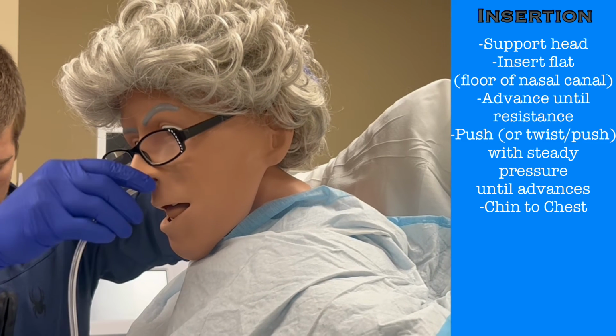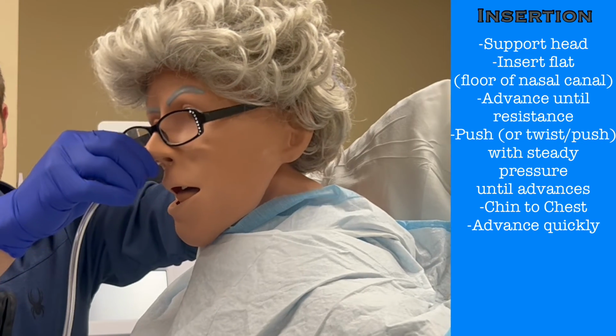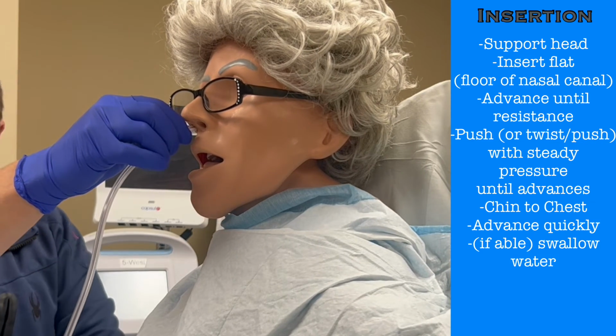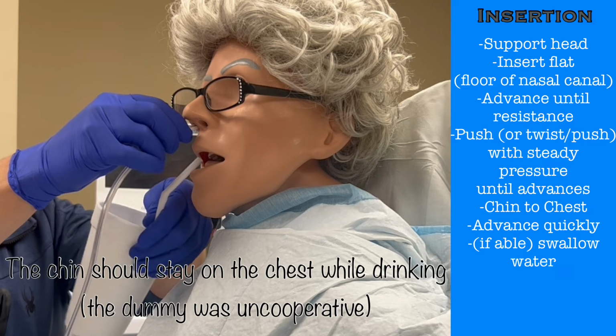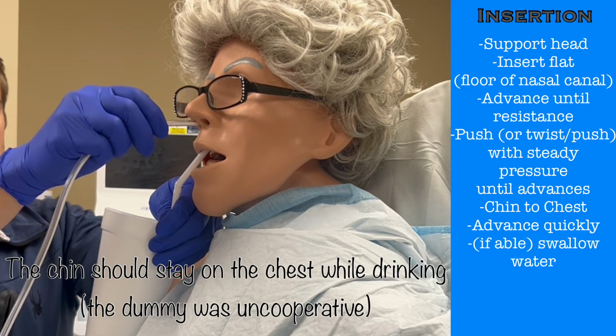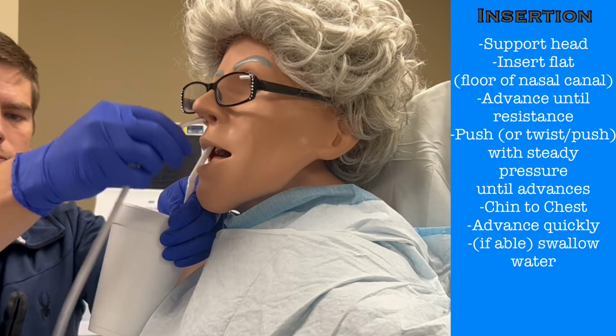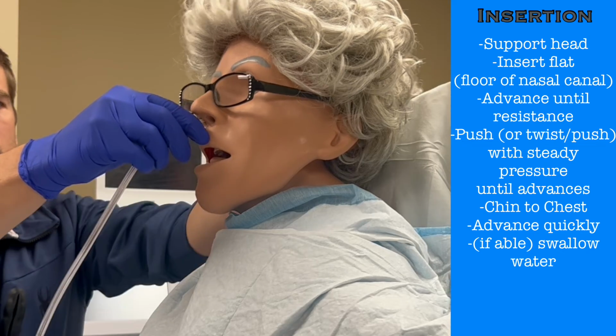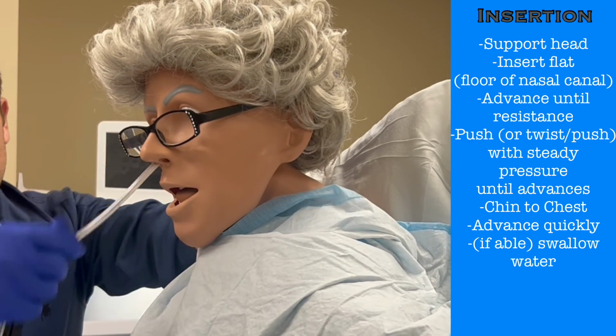With the patient's chin on their chest, you want to advance the tube quickly. If they are able to swallow, take the cup of water and bring the straw to their lips. Instruct them to swallow the water, and as they swallow, quickly advance the tube. Have the patient continue to drink, and as they drink, continue to quickly feed the tube in.